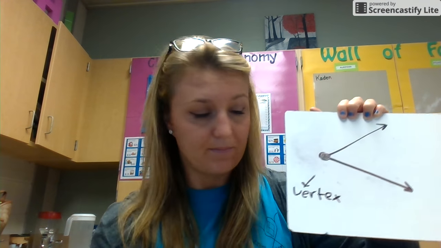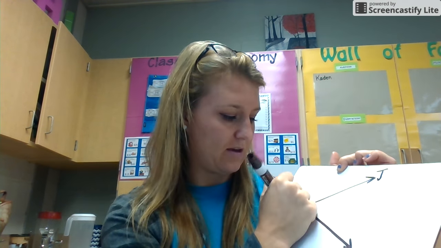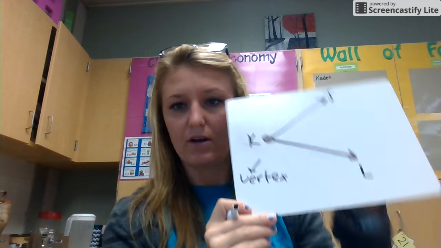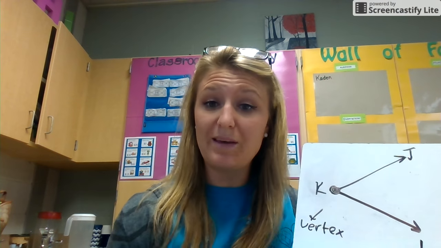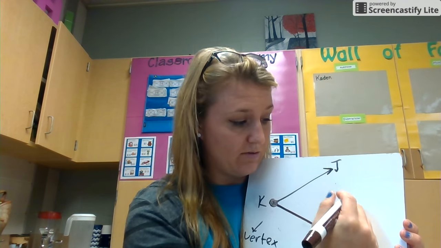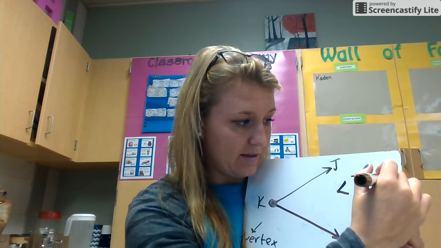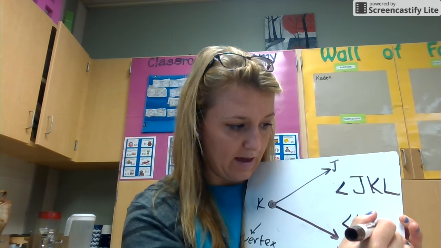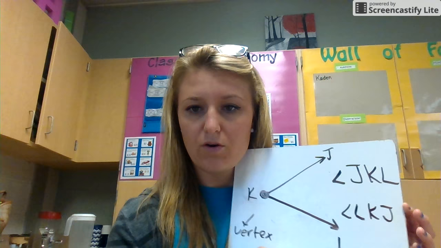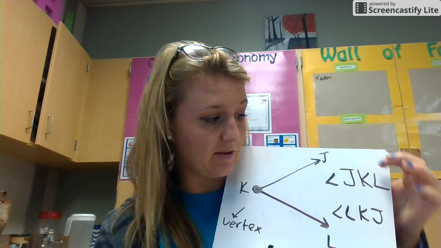Now, you are going to see that your angles are also named. I'm going to name this one J, K, L. So you see how each part of the angle has a different letter? When I'm naming this angle, because they're going to ask you to, the name of this angle can either be J, K, L, or L, K, J. Now, I want you to notice what's the same in both of these names of these angles.